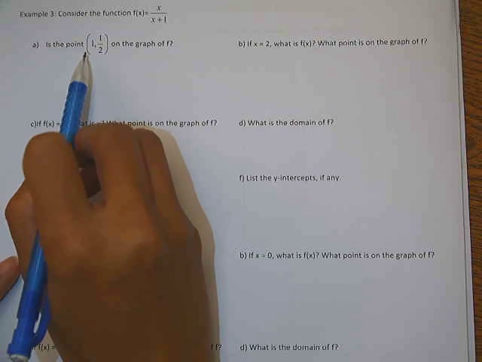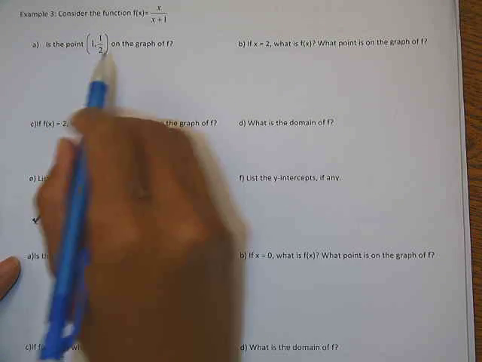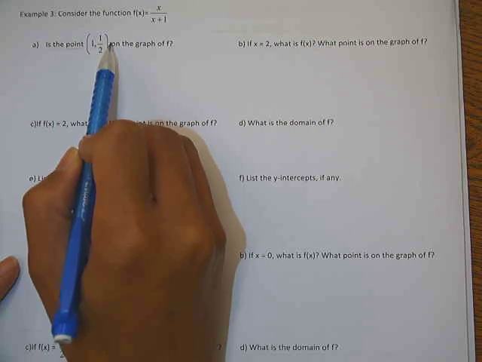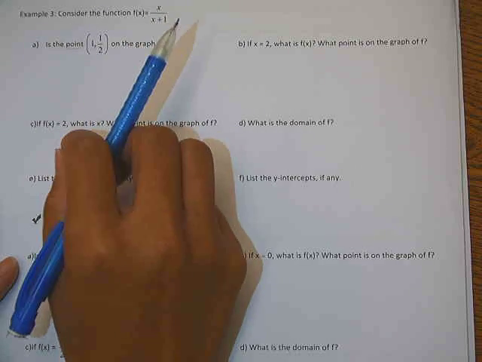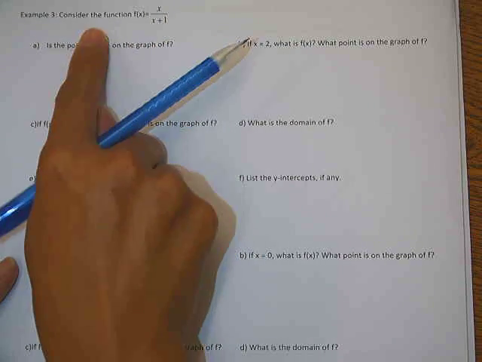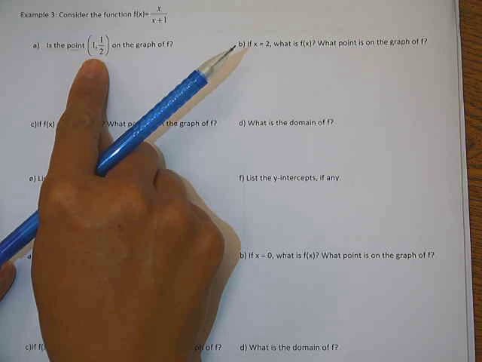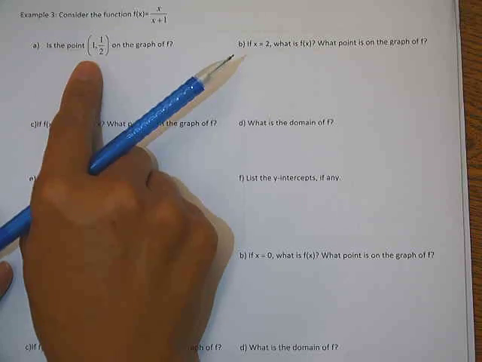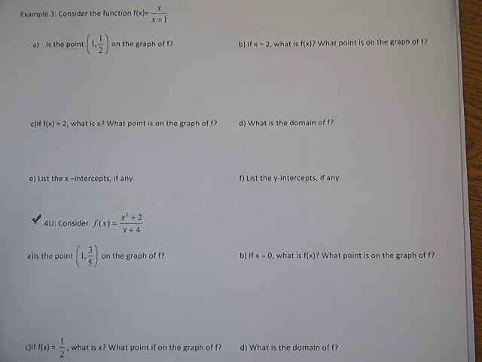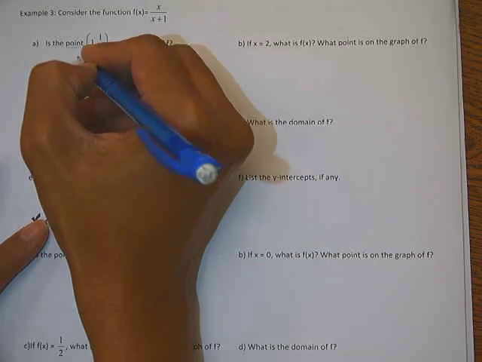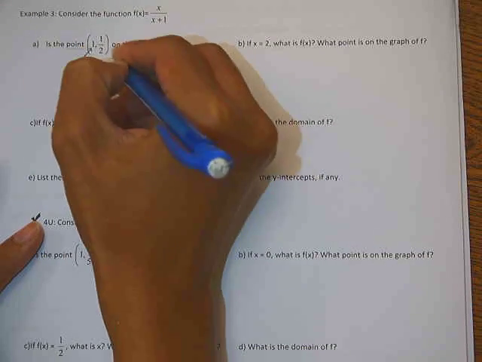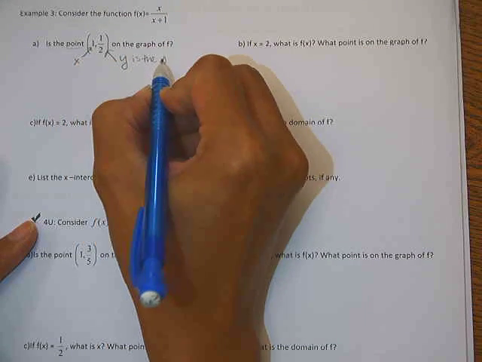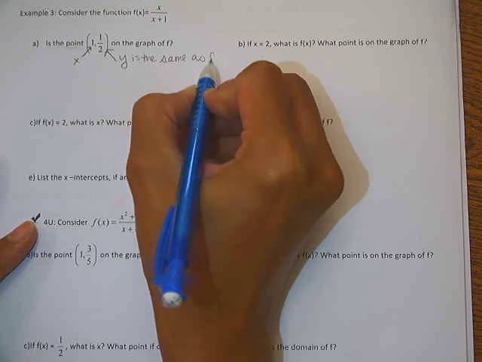Is the point 1 comma 1/2 on the graph? Notice how this is telling you that this is a point, because without stating the question, we might be confused that this can also be an interval. So it says this is a point. Is the point 1 comma 1/2 on the graph of f? To test, remember, this is an x coordinate, this is your y coordinate, and y is the same as f of x, as you remember.